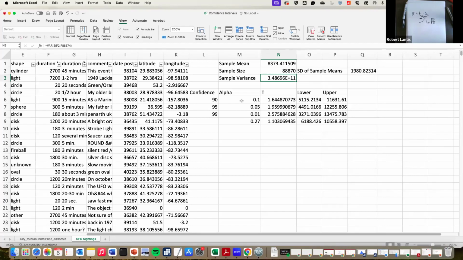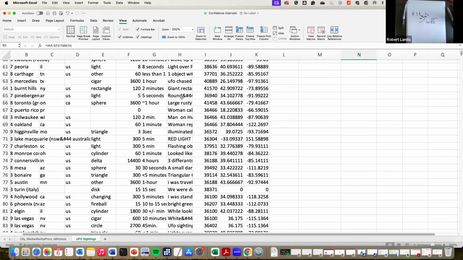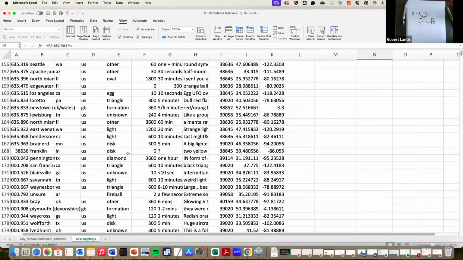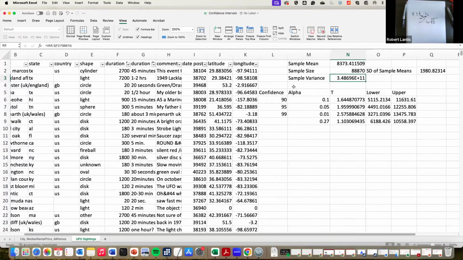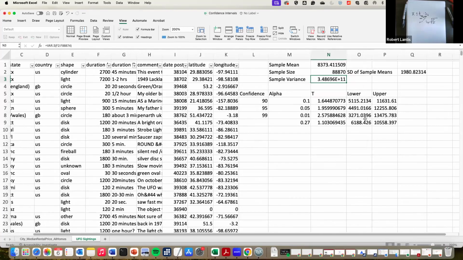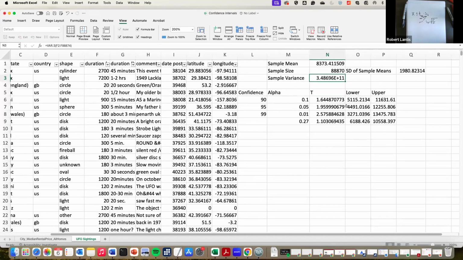Which seems pretty long. But some of these have got like 4 hours, so some of these values are pretty large. Our mean that we found was like 8,000 seconds. So kind of interesting. I was kind of surprised that these weren't just shorter, like, oh, I just saw a flash in the sky. There are some that are very, very long, so the average duration is pretty high. 8,000 seconds, that's a while.